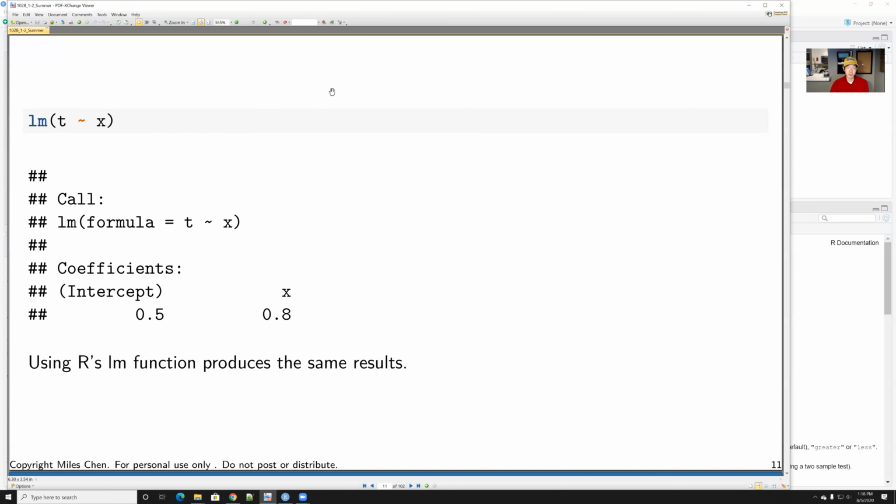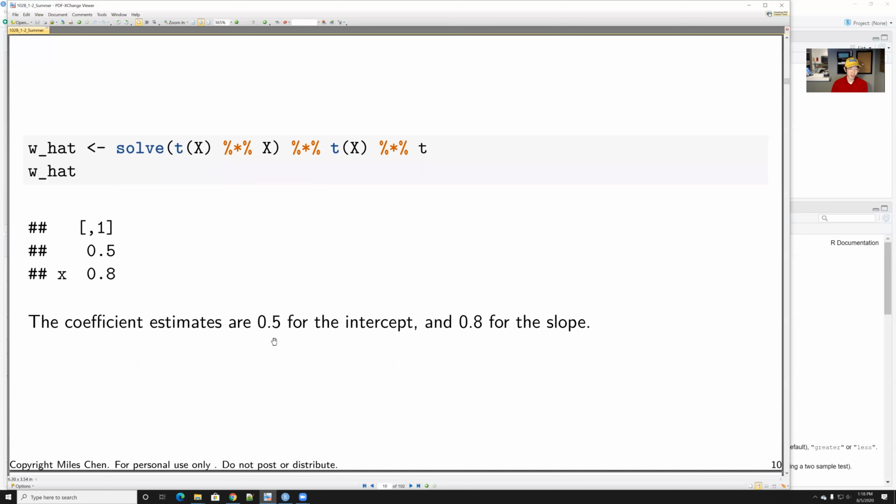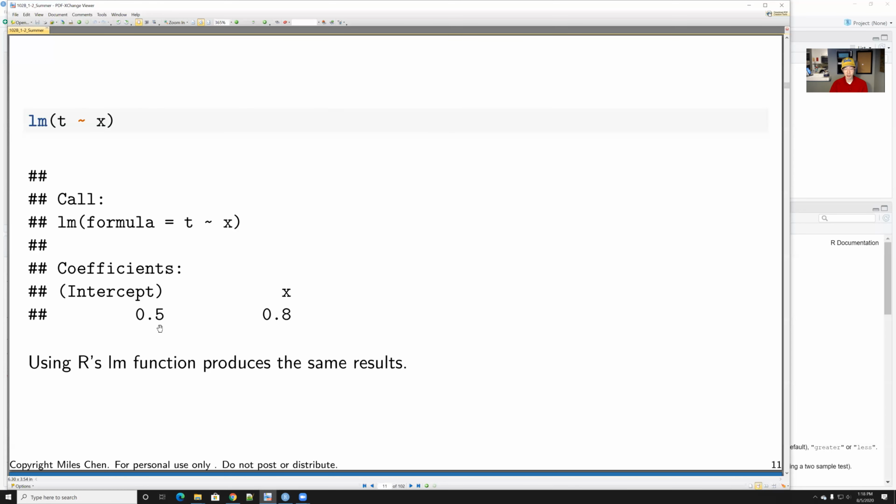So when we call a linear model, lm, on our vectors T and X, R says the best fitting intercept and slope is also 0.5 and 0.8. So by doing the matrix operation, we get 0.5 and 0.8, and indeed that matches the results that we get from lm, 0.5 and 0.8. So indeed, following the OLS, we get the same results.